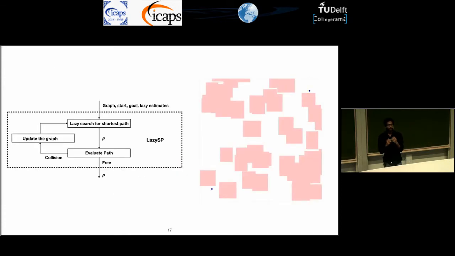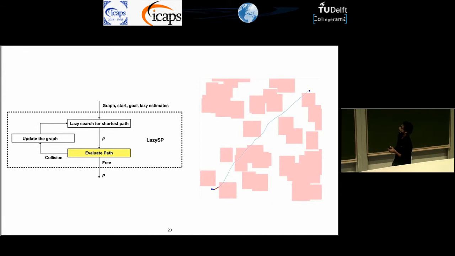It assumes initially that every edge in the graph is free. So it is optimistic under uncertainty. And using the lazy estimates, it finds the shortest path. Now the shortest path, since it has been found using the lazy estimates, need not be valid. So the algorithm has to now validate this path by evaluating edges along this path.